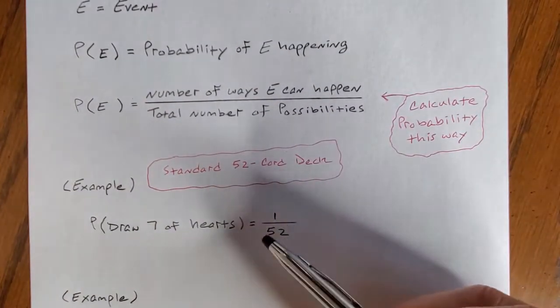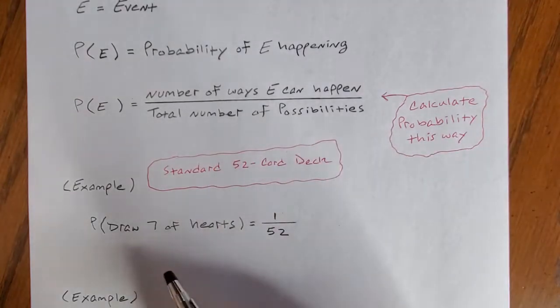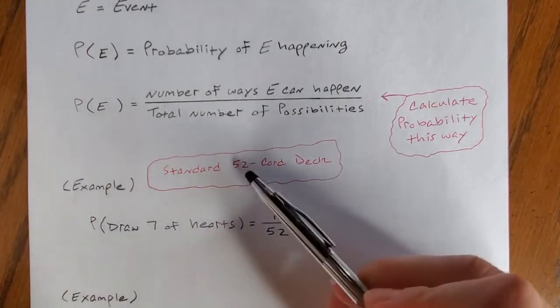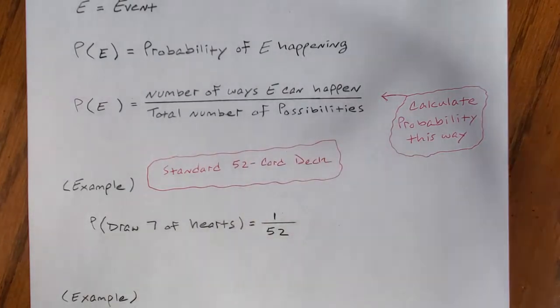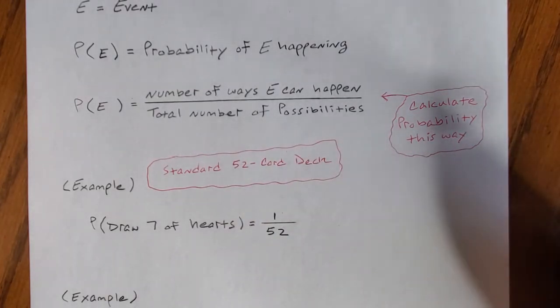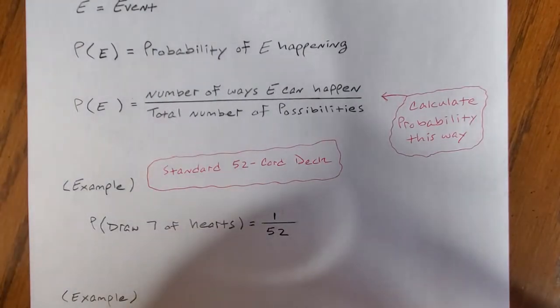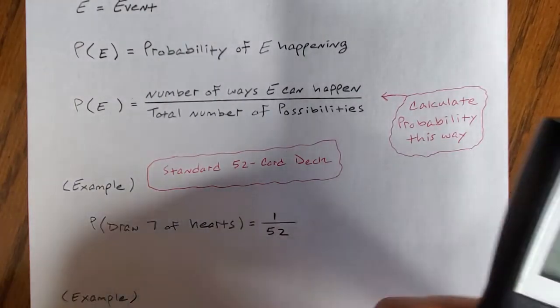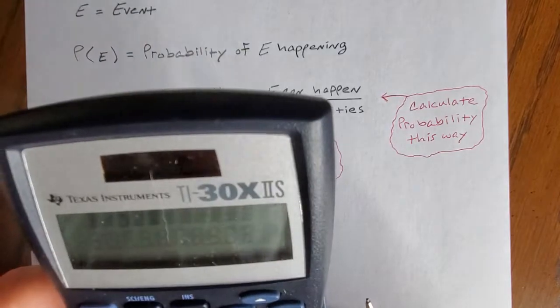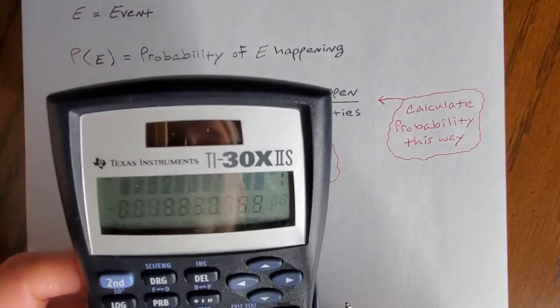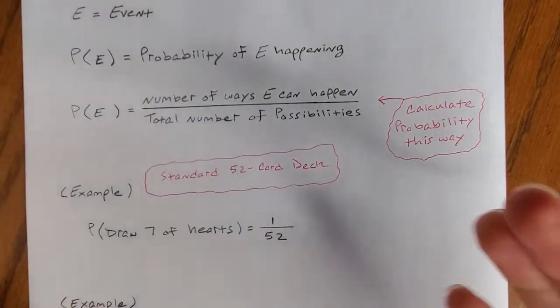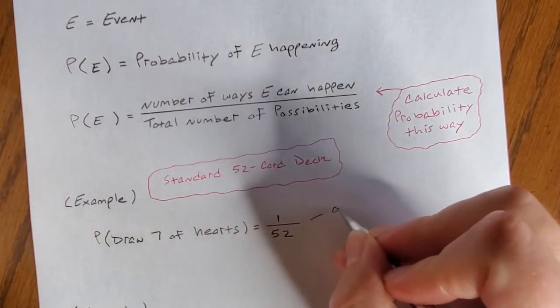But what's the total number of possibilities? Well, if I'm going to draw a card, I could draw any of those 52 cards. There's 52 possibilities for what I'm doing. So it's 1 out of 52. All right, so 1 out of 52. We may sometimes give our answer in terms of a decimal. Let's show it. There we go. So like 0.0192, okay? If we round it.